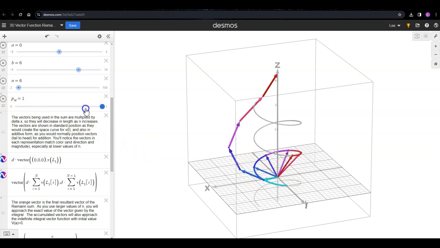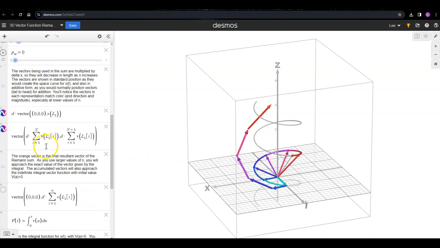I can change that if I want. So if I wanted to use, say, the first vector or something like that, I could do that, but this is what I get right now. So this is what we're tracing out through this thing. Now what I can do is take a limit. So this is my Riemann sum. This is where I would end up.